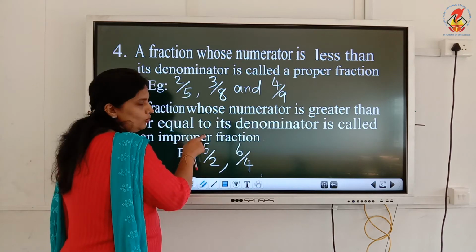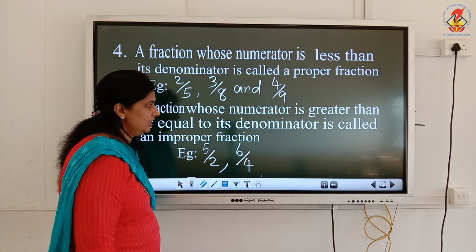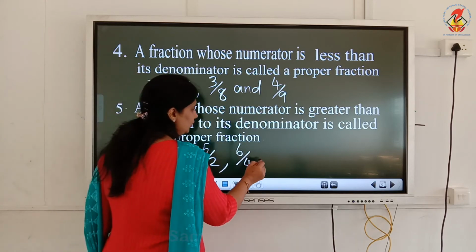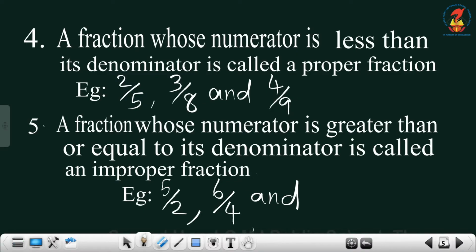Or equal to also. Equal to means what? Numerator is equal to denominator. That is also improper fraction, right? I will give you one example. That is 5 by 5. Numerator is equal to denominator. That is also what? Improper fraction. Is it clear, children? Okay.